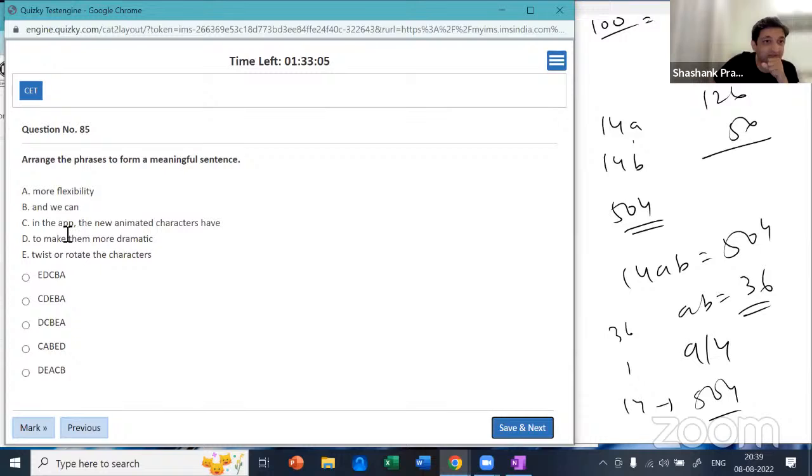More flexibility and we can in the app. Okay, so E, C, D, C, D. So C or D. So let's start with C, D, E, B, A. In the app, the new animated characters have to make them more dramatic.